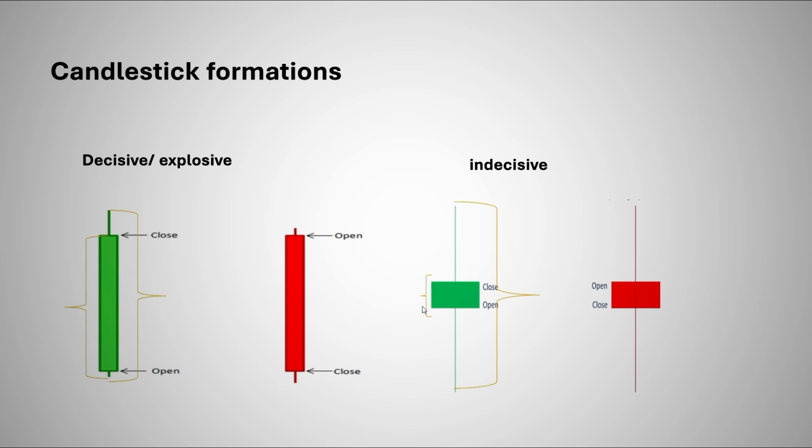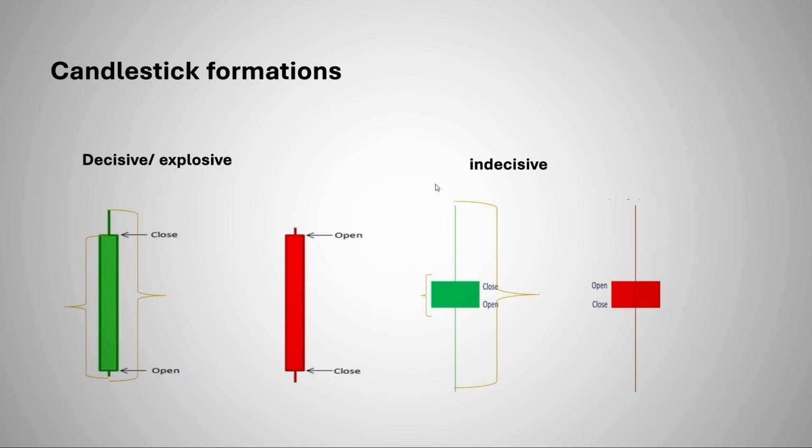These different candlesticks are called candlestick formations. Now what do these formations mean? So if the body of the candlestick is more than 70% of the whole range of the candlestick, this means that the candlestick is decisive or explosive. And an explosive candle means that there is an imbalance between buyers and sellers. And in this case, if it's green, that means that the buyers are in control of the market.